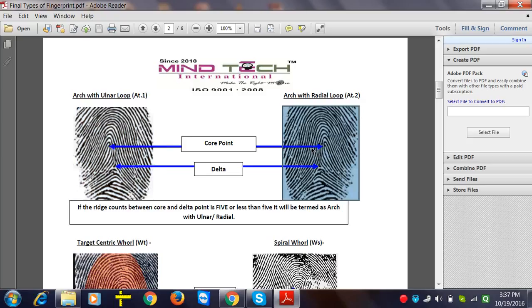Again, in arc with radial loop, if the flow is going towards your finger side, whether it's your right hand or your left hand, but the lines between the delta and the core are 5 or less than 5, it will be called arc with radial loop.